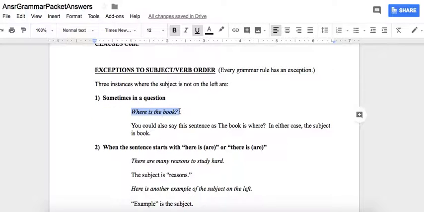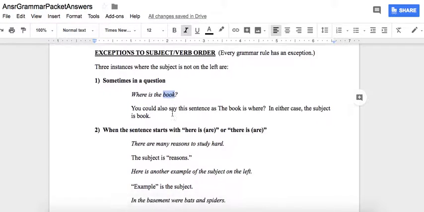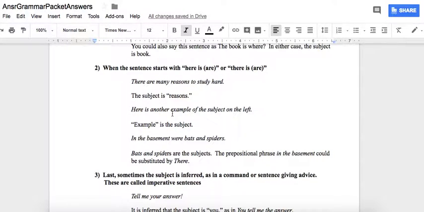Sometimes in a question, our subject-verb pattern is inverted. So when we're saying, "Where is the book?" it's like saying, "The book is where?" But because we're allowed to invert it in English, the verb is here, and then the book is to the right, our subject.